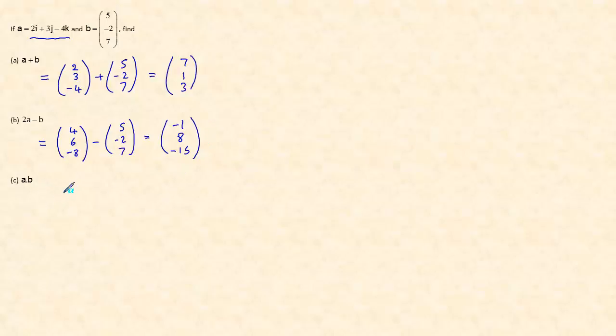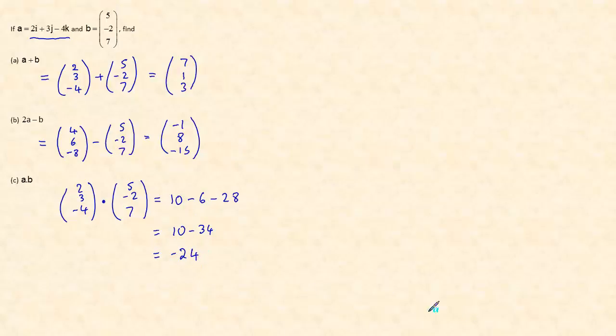And now we want a dot b. So that's going to be 2, 3, negative 4 dot 5, negative 2, 7. So we multiply the i components. So 2 times 5 is 10. 3 times negative 2 is negative 6. Negative 4 times 7 is negative 28. So that's going to be 10 take away 34, which is negative 24.